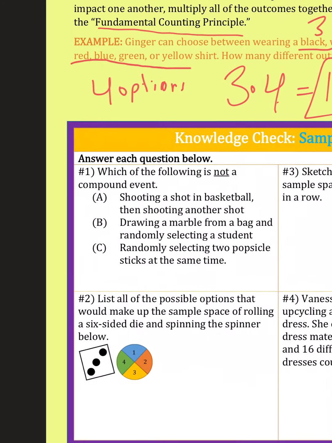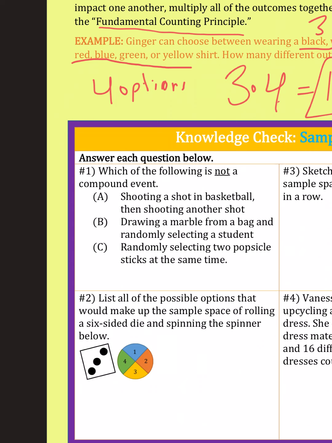So let's look at some questions about this stuff. Number 1, which is not a compound event? A, shooting a shot in basketball, then shooting another shot. No, that is a compound event because that's 2 different events, either in sequence or at the same time. Letter B, drawing a marble from a bag and randomly selecting a student. That's 2 things happening at once. That is definitely a compound event. And then C, randomly selecting 2 popsicle sticks at the same time.